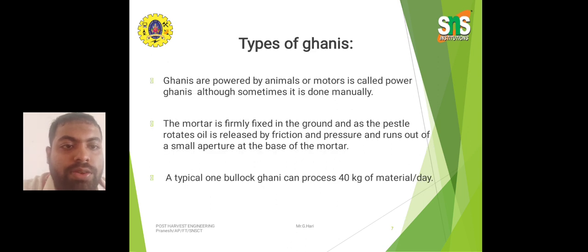There are two types of ghanis. The ghanis which are powered by animals are called bullock ghanis, although it is done manually. In this method, the mortar is fixed firmly in the ground and the pestle rotates, in which the oil is released by friction and pressure and runs out of a small aperture at the base of the mortar. A typical one bullock ghani can process up to 40 kg of material per day.